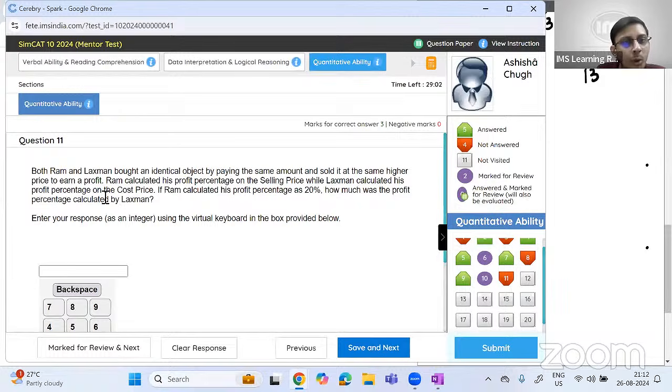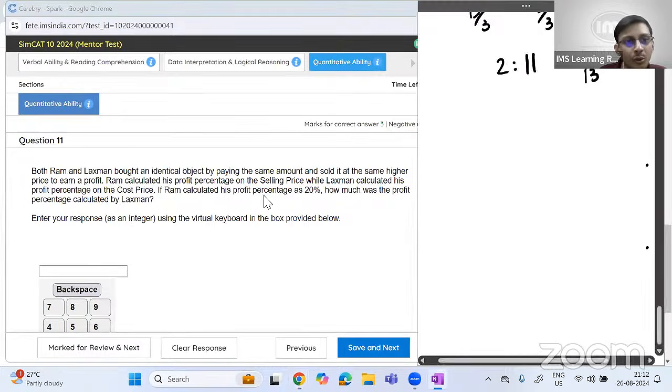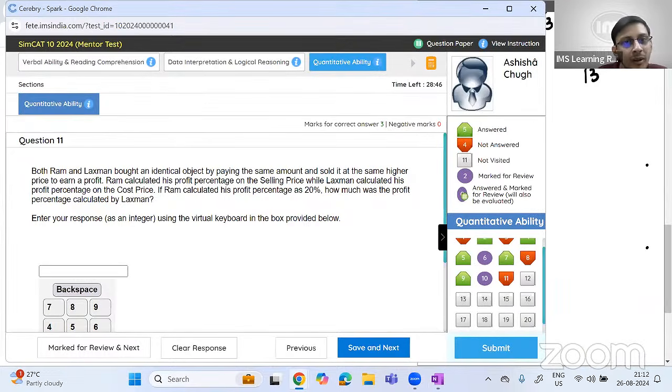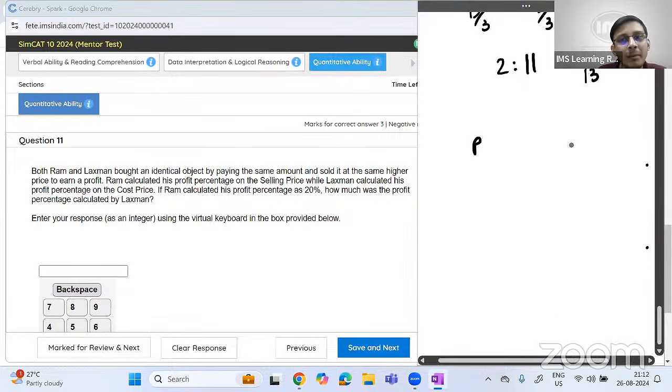Ram and Lakshman bought an identical object paying the same amount, sold it at the same higher price to earn a profit. Ram calculated profit percentage on selling price, Lakshman on cost price. Ram got 20%. How much did Lakshman get? Okay, this is simple. I know what to do. Ram calculated profit percentage on selling price and that gave him 20%. Profit percentage on selling price is profit as a percentage of the selling price, into 100, that will give him 20%.